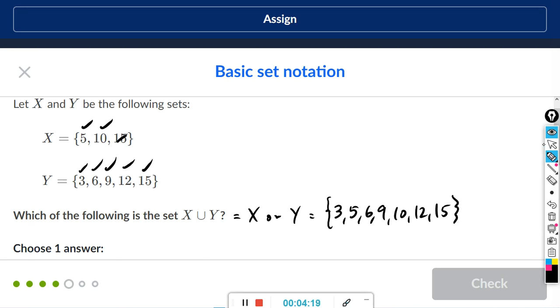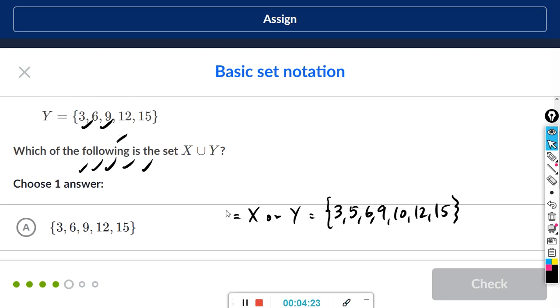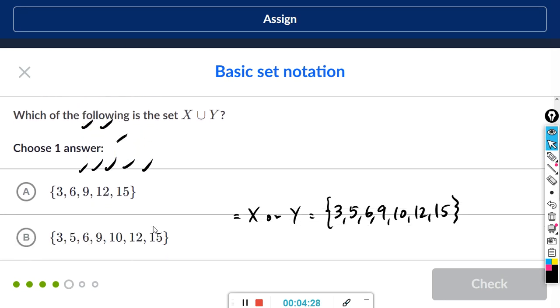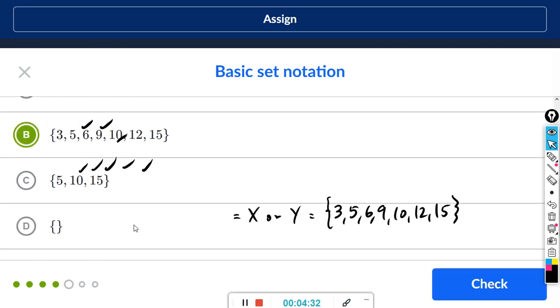All right. So that should be one of your choices. 3, 5, 6, 9. Well, that one's missing the 10 in answer A. 3, 5, 6, 9, 10, 12, 15. All right, just be careful.